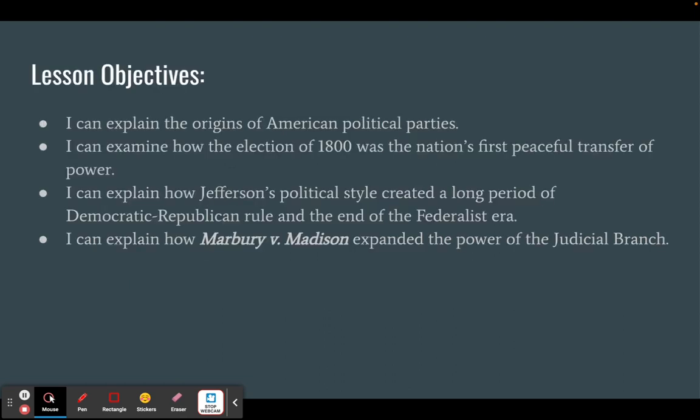So, this is Unit 3, Lesson 2. Our lesson objectives for today: you can explain the origins of American political parties. We'll talk about what political parties are on the next slide. You can examine how the election of 1800 was the nation's first peaceful transfer of power. You'll be able to explain how Jefferson's political style created a long period of Democratic Republican rule and the end of the Federalist era. And lastly, you can explain how Marbury versus Madison expanded the power of the judicial branch.